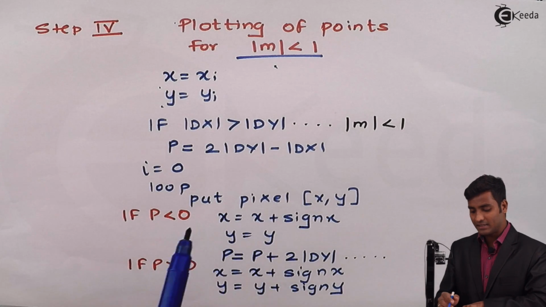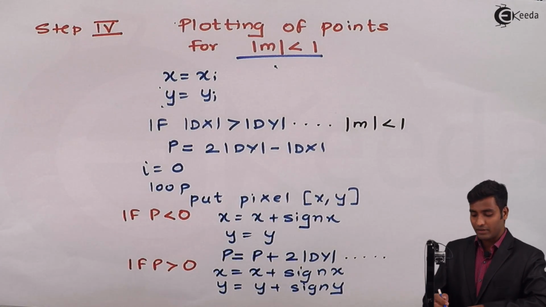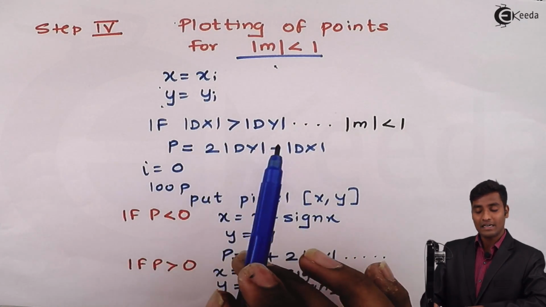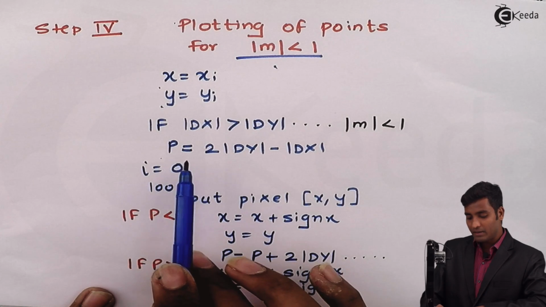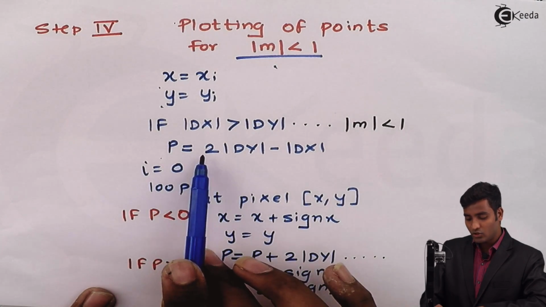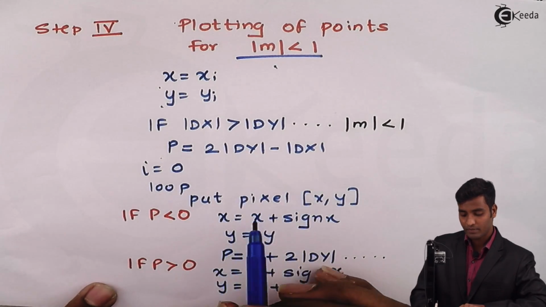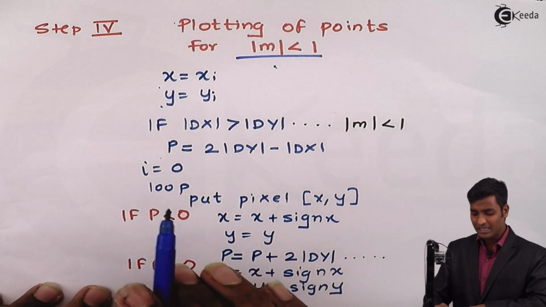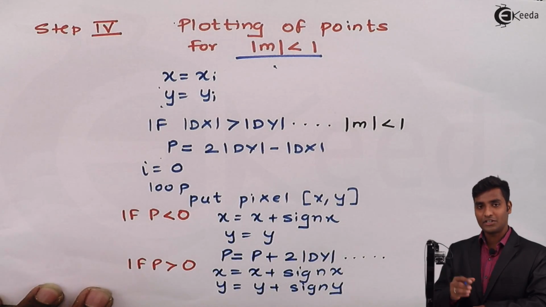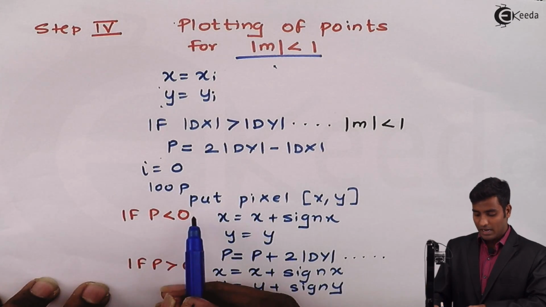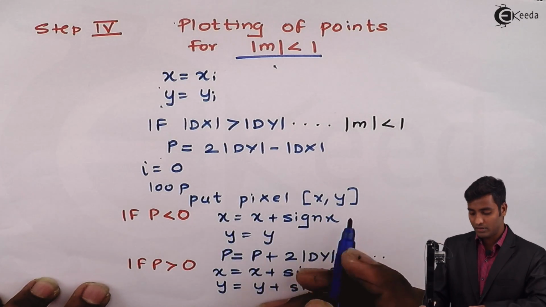So from this we can predict whether the slope is greater than 1 or less than 1 from the values of dx and dy. Then next we have to calculate p, that is the distance parameter, as 2 dy minus dx. So this relation we have to use after this step. And next we have to put the values of i as 0, 1, 2, 3 and put pixel x comma y, that is the starting point.